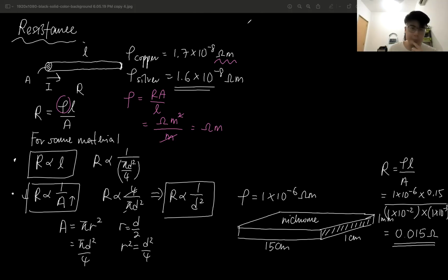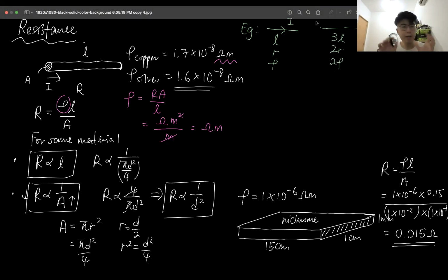Okay, another example. Oftentimes they will ask about the resistance of a wire. Let's say we have a wire with a certain length L and radius R, with a resistivity, and it carries a current I. Now, another wire of length 3L, radius 2R, and resistivity of 2 times the resistivity of this one. Both are connected to the same potential difference. What is the current flowing here?